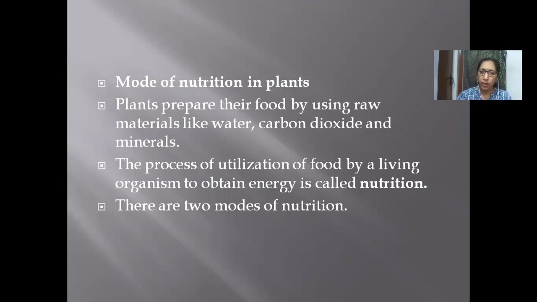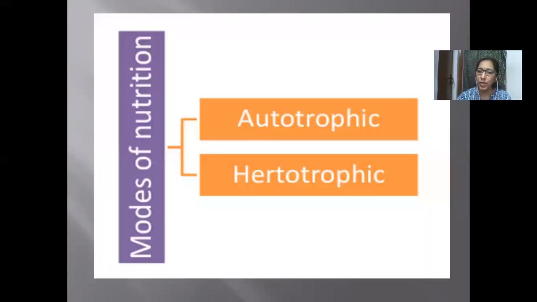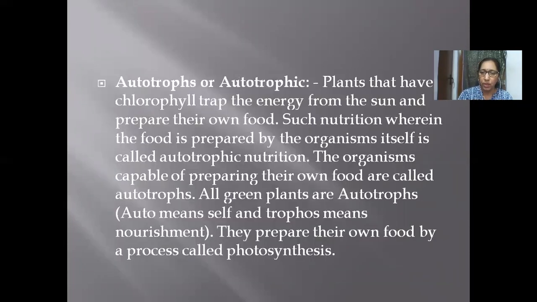Mode of nutrition in plants. Plants prepare their own food by using raw materials like water, carbon dioxide, and minerals. The process of utilization of food by a living organism to obtain energy is called nutrition. So how do we define nutrition? The process of utilization of food by a living organism to obtain energy. There are two modes of nutrition. They are autotrophic and heterotrophic. So let us now know the difference between the autotrophic and heterotrophic modes of nutrition.